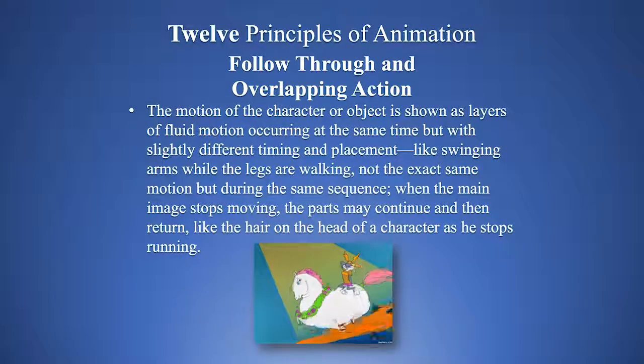Follow through and overlapping action. The motion of the character or object is shown as layers of fluid motion occurring at the same time, but with slightly different timing and placement, like swinging arms while the legs are walking, not the exact motion, but during the same sequence. When the main image stops moving, the parts may continue and then return, like the hair on the head of a character as he stops running.